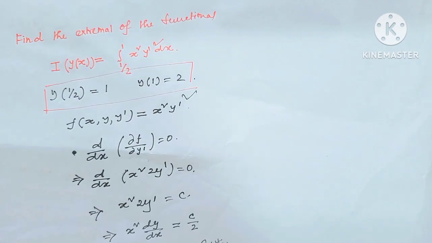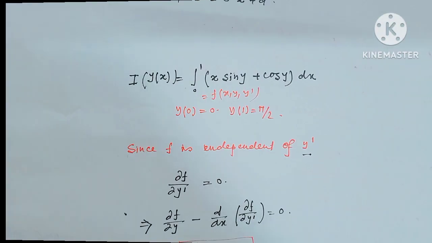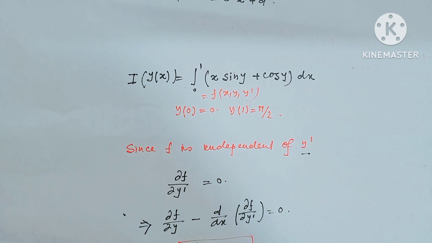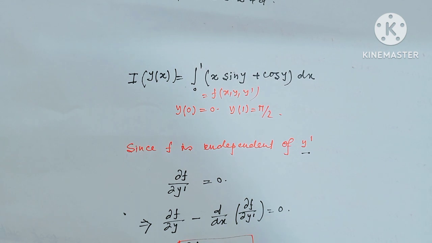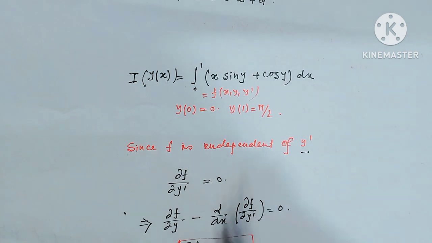I hope all my viewers have understood this type of question. Okay, well, next: I of y equals the integral from 0 to 1 of x sin y plus cos y dx. This is f of x comma y prime, with initial conditions y of 0 equals 0 and y of 1 equals pi over 2.